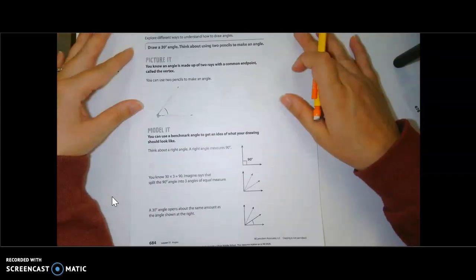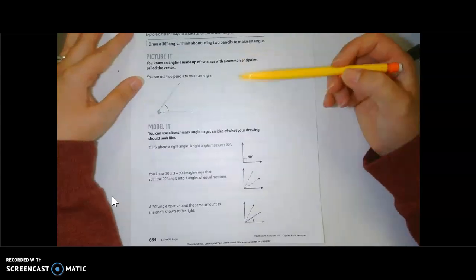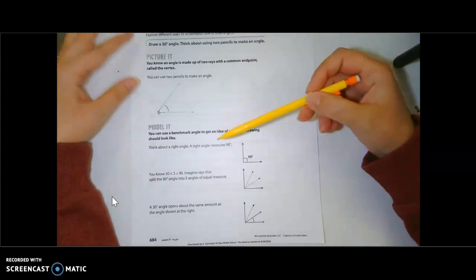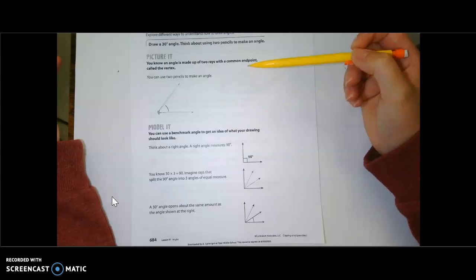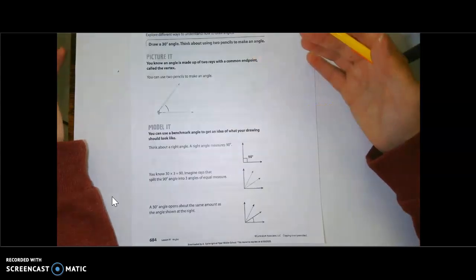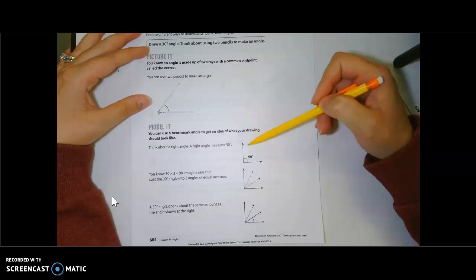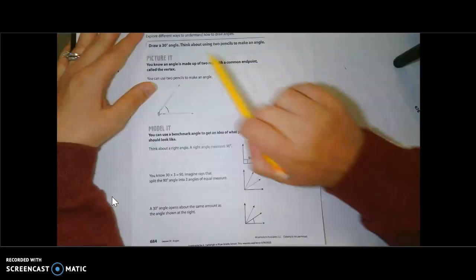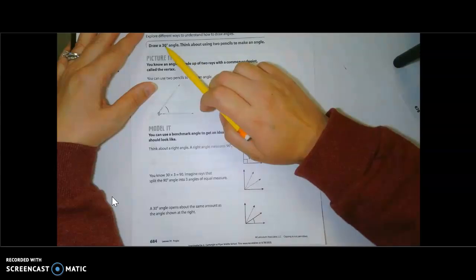Now, the one I do want to talk about though is our model it. We can use benchmark angles to get the idea of what our angles should look like. So we know a benchmark is 90 degrees. In our problem, we were to draw a 30-degree angle.